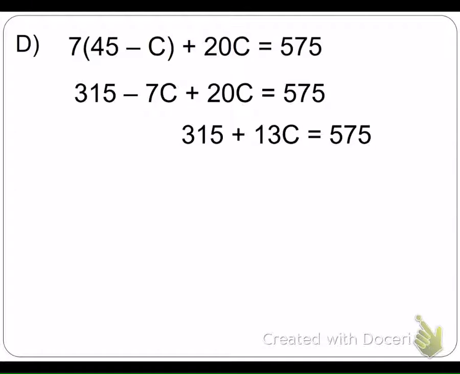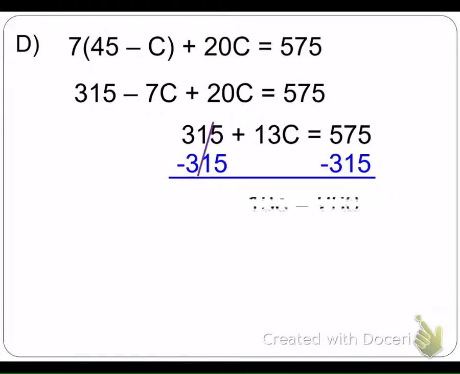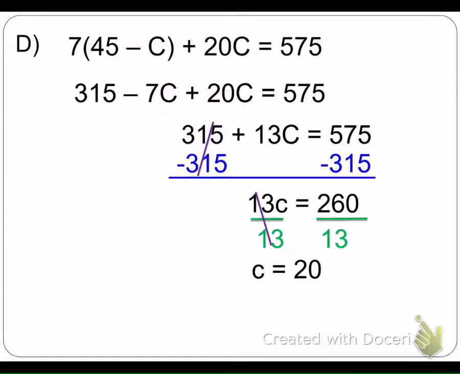Sure, now what? Subtract the 315 from both sides. Divide by 13. 20. Now, does it ask us for both or just carrots? Just carrots, so I'm done. 20 carrots.